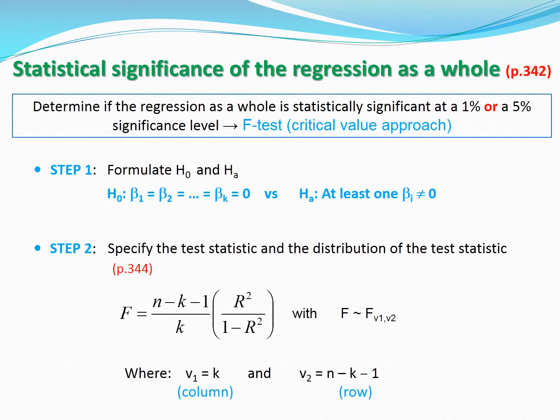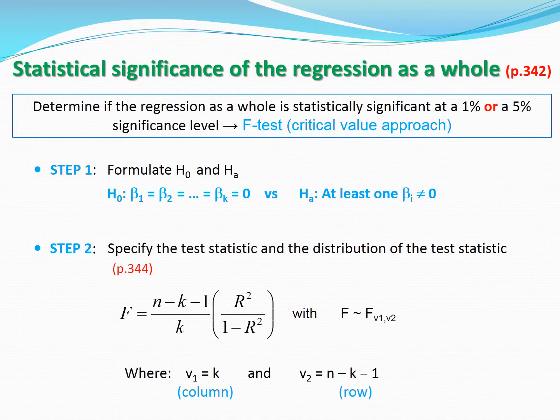So practically in the null hypothesis, we basically state that none of our independent variables are linearly related to our dependent variable. Then in the alternative hypothesis, we state that at least one of our regression coefficients is not equal to 0. So at least one of our independent variables will be linearly related to our dependent variable.